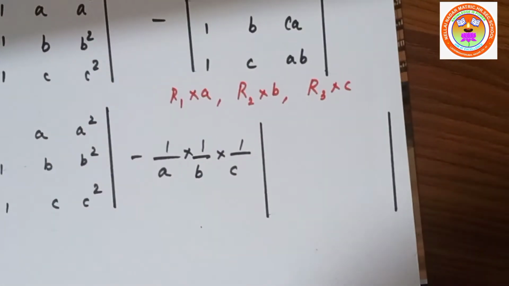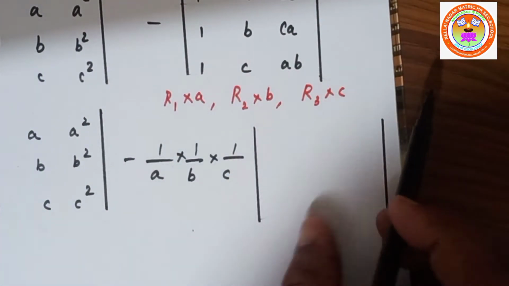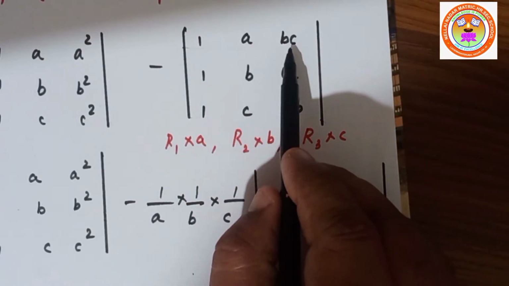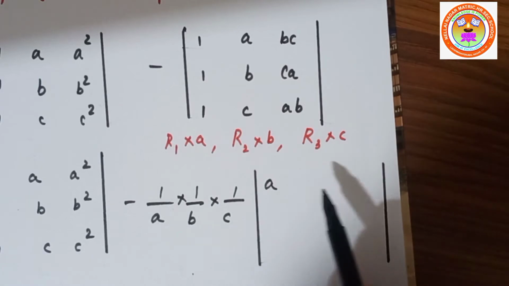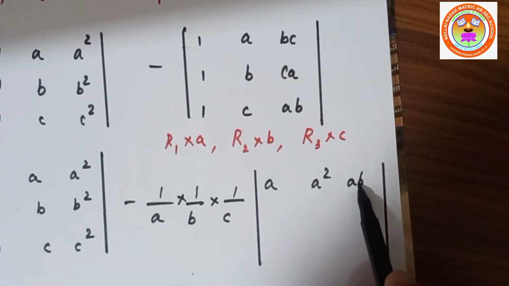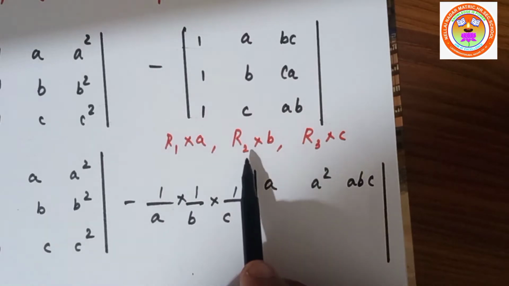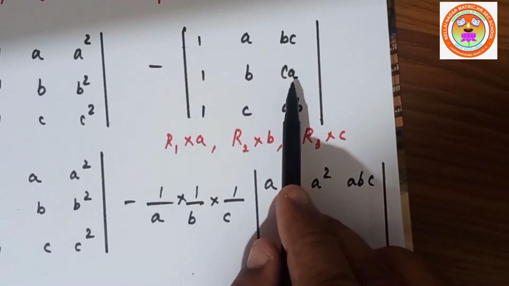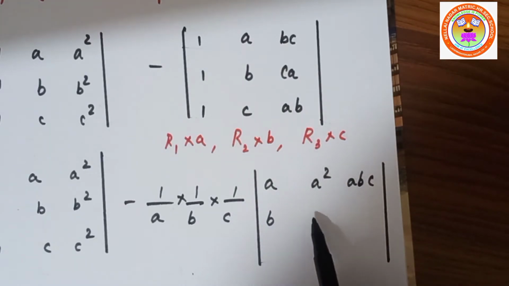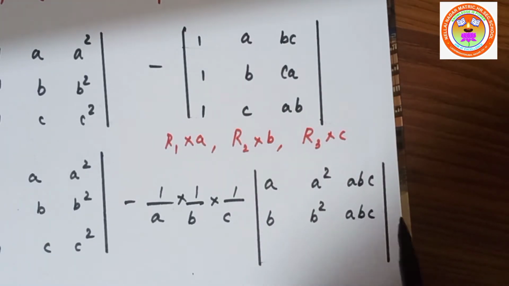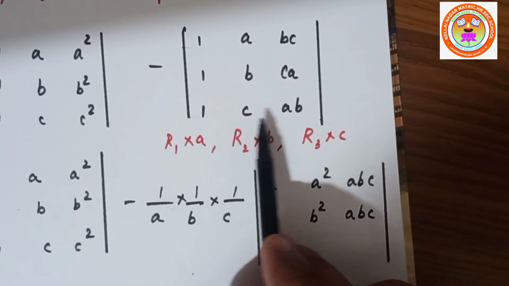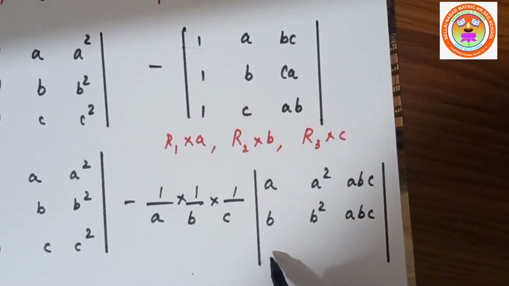So what I have given here, multiplying R1 by A. If you multiply it by A, you will be getting 1 into A, A into A squared, A into BC, ABC. So A, A squared, ABC, correct? R2 should be multiplied by B, so 1 into B, B into B, B squared, CA into B is ABC. So you'll be getting B, B squared, ABC. Multiplying R3 by C, that is 1 into C, C into C squared, AB into C is ABC. C, C squared, ABC.